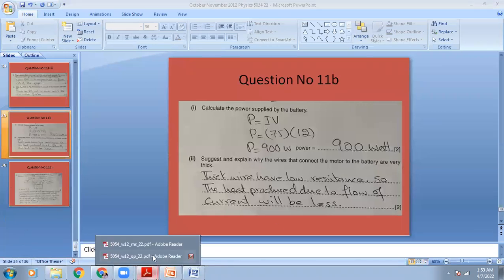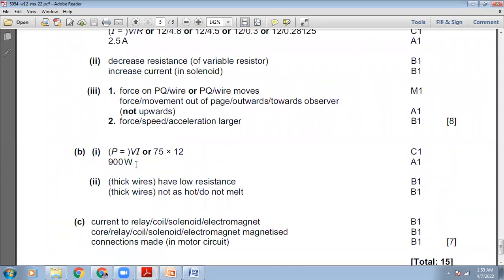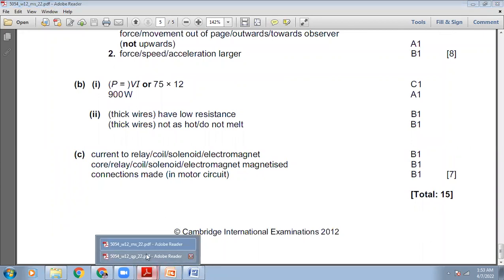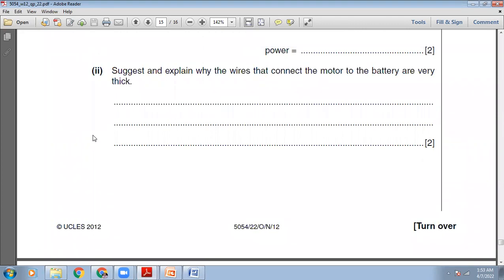Okay, so the next part. But first of all, 900 watt is the right answer. Now it says, suggest and explain why the wires that connect the motor to the battery are very thick.